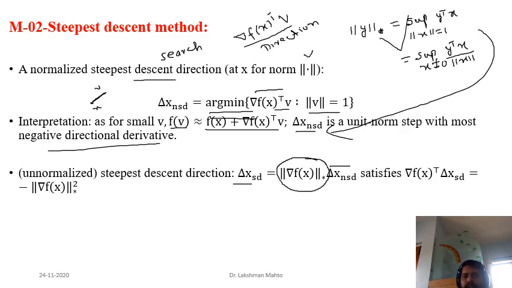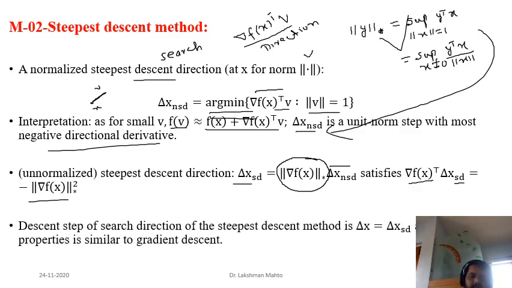It is coming from here, and it satisfies that if you take the dot product of the gradient with the unnormalized steepest descent direction, then this would be equal to the negative of the square of the dual norm of the gradient at point x. So a descent step in such a direction of the steepest descent direction is given by this steepest descent here. And the convergence property is very much similar to gradient descent, which we had already discussed.